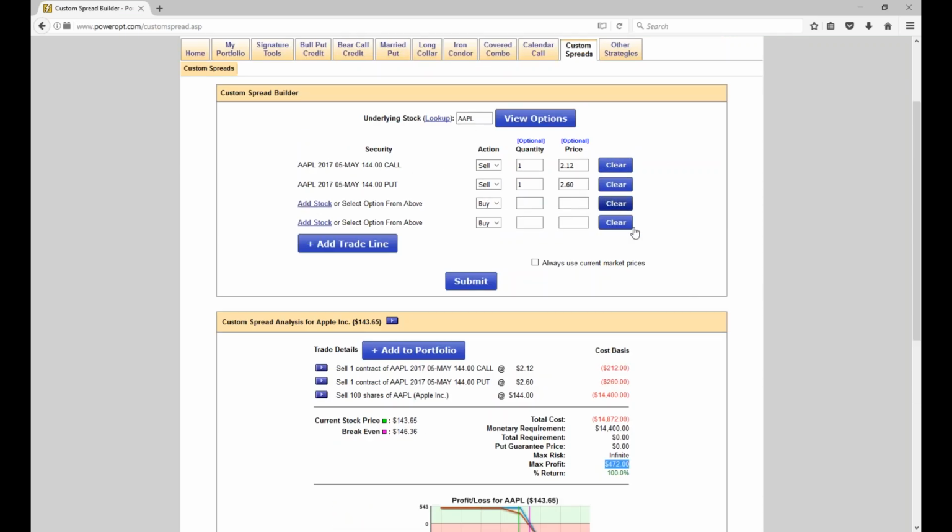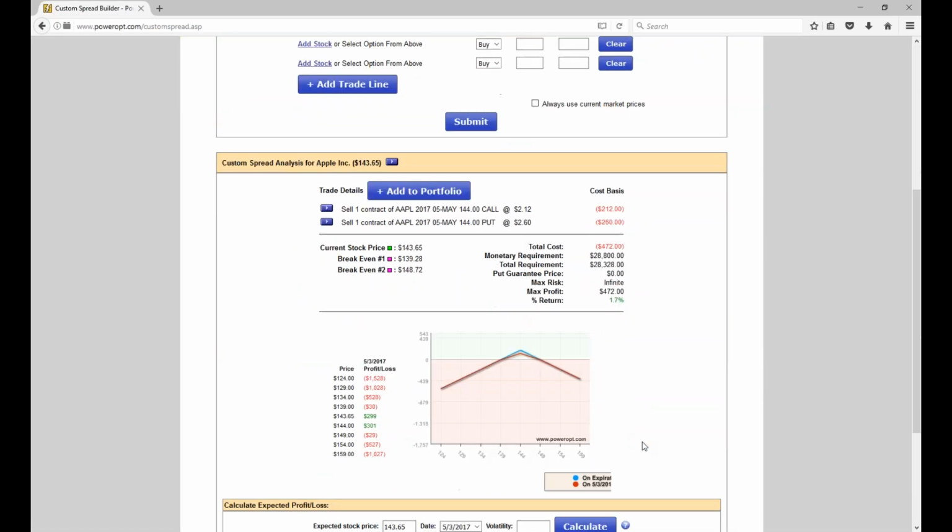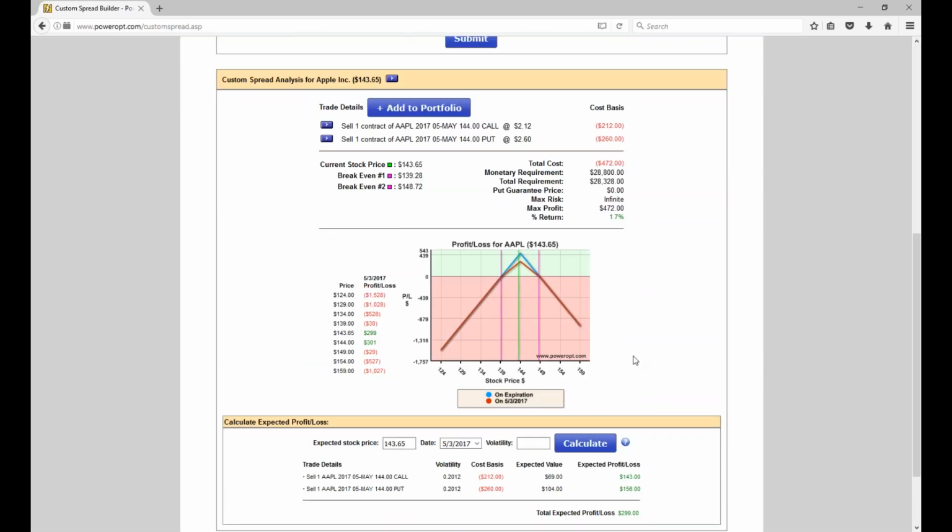Okay? So I clear this out. What are you left with? After today's expiration, what are you left with for next week? You're left with a short straddle, which has high volatility. Your break-evens aren't that big.